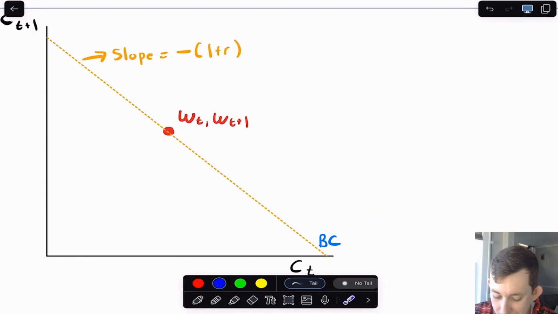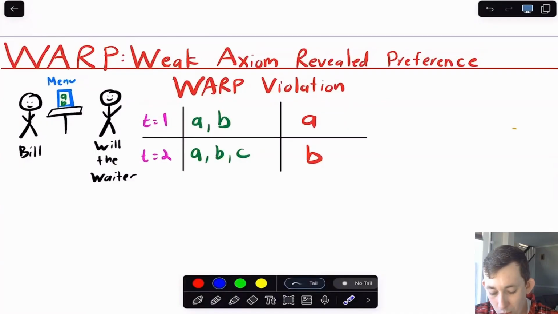So now what we're trying to think about is how Bill can make his decision in order to figure out how much to spend and how much to save today. And what we're going to do specifically is talk about how this relates to WARP. And so let's really quickly talk about WARP. So here's what WARP is. WARP is the weak axiom of revealed preference.